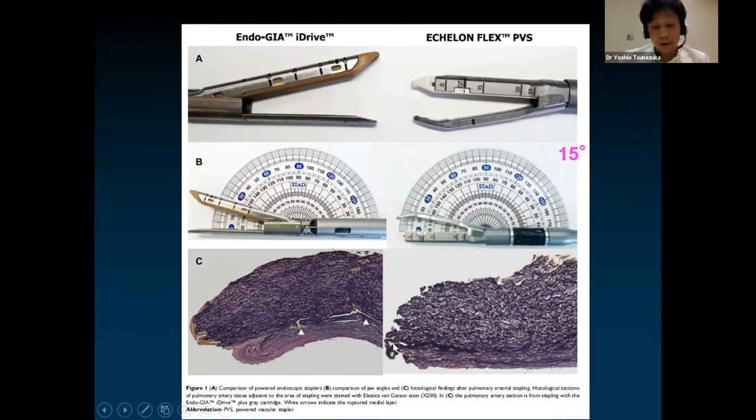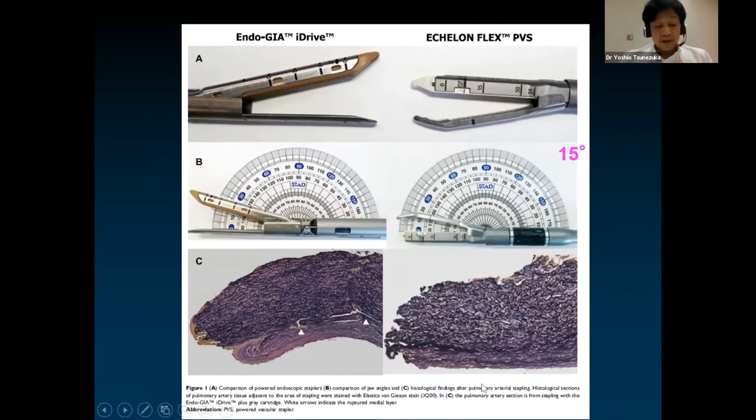Histological section of pulmonary artery tissue adjacent the staple areas was stained with elastic Van Gieson stain. The stain used to demonstrate elastic fiber in tissue sections, especially in a vessel. Elastic fibers accumulate in a tunica media layer. The pulmonary artery section is from stapling with the Endo GIA I-Drive plus gray cartridge. This white arrow indicates the ruptured media layer of the pulmonary artery. Ruptures were observed in the tunica media and the intima in histological sections from pulmonary artery stapling cases using the Endo GIA I-Drive loaded with gray cartridges. In contrast, no ruptures of the pulmonary artery were observed from cases using the Echelon 7 powered vascular stapler.